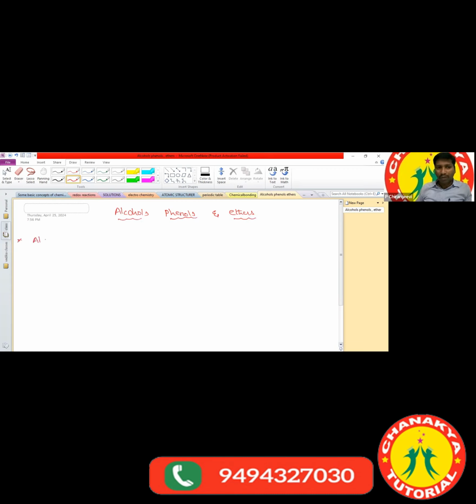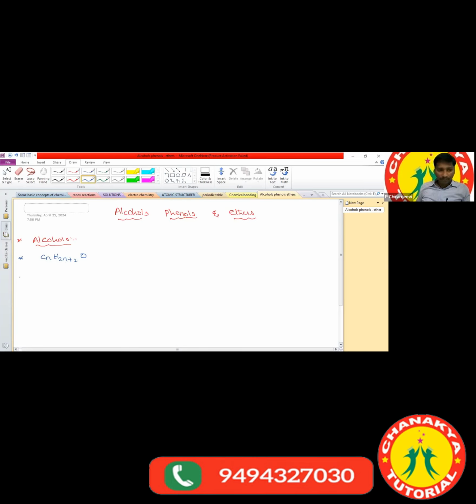What can we call alcohols? In alkanes, when one hydrogen atom is replaced by an OH group, the compound is called an alcohol. The general formula of alcohols is CnH2n+2O.